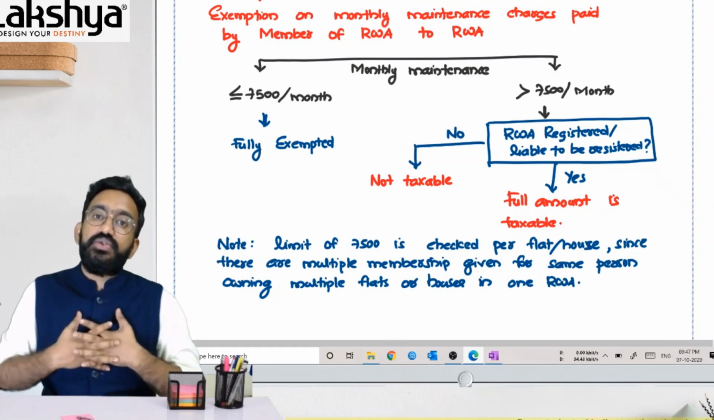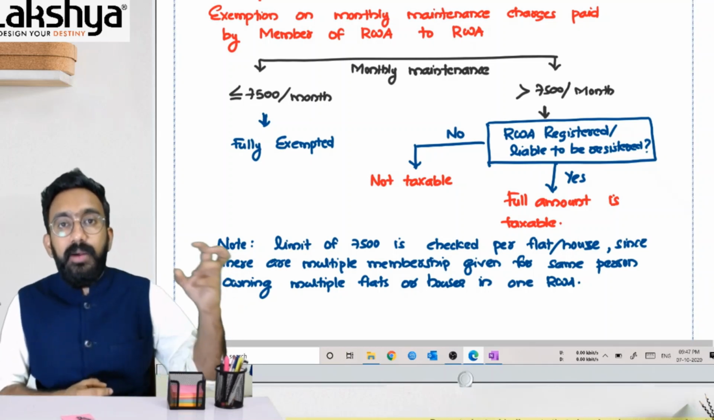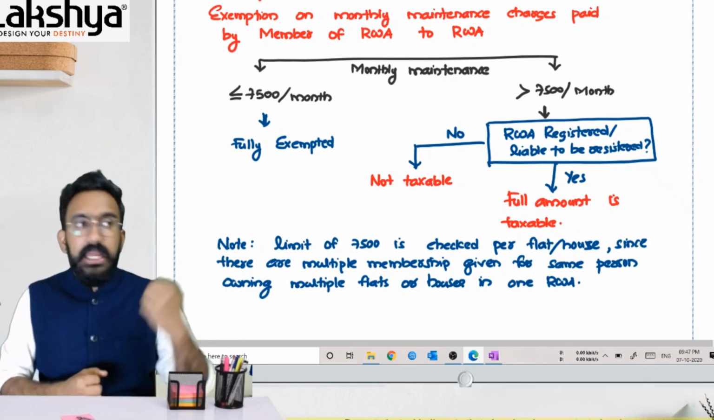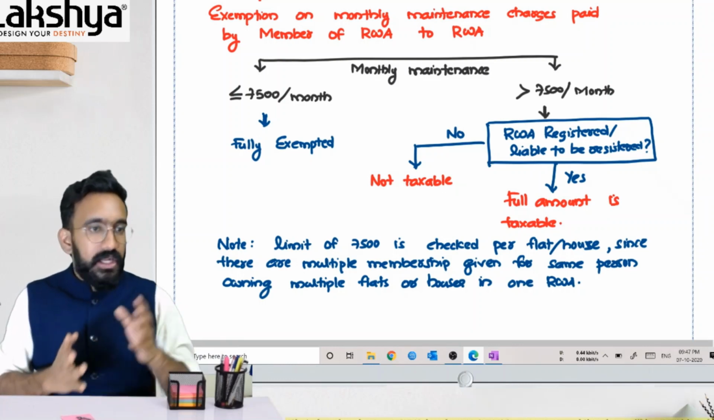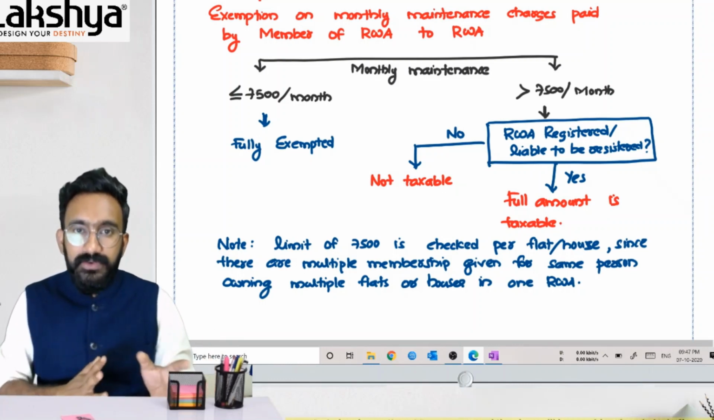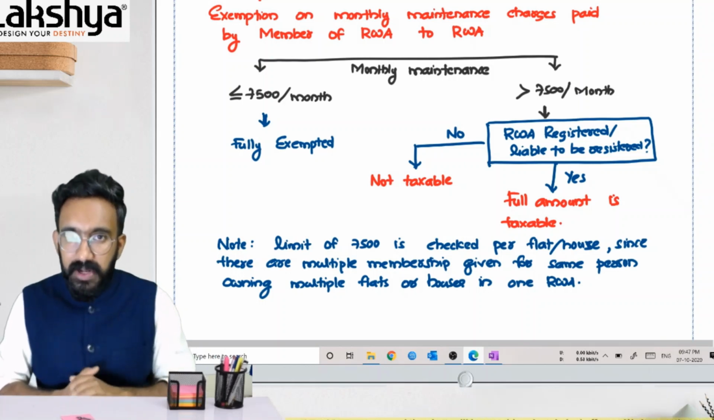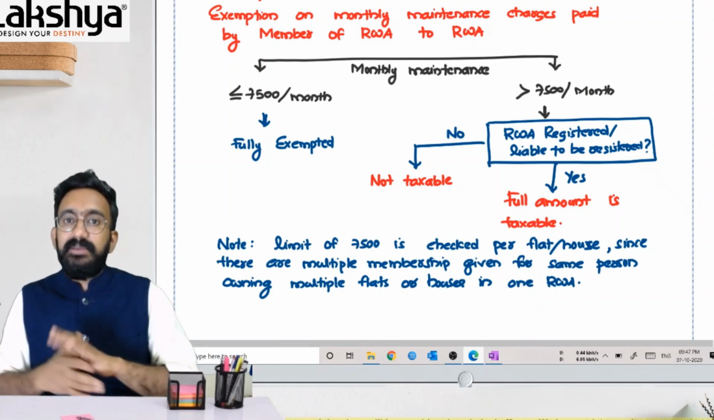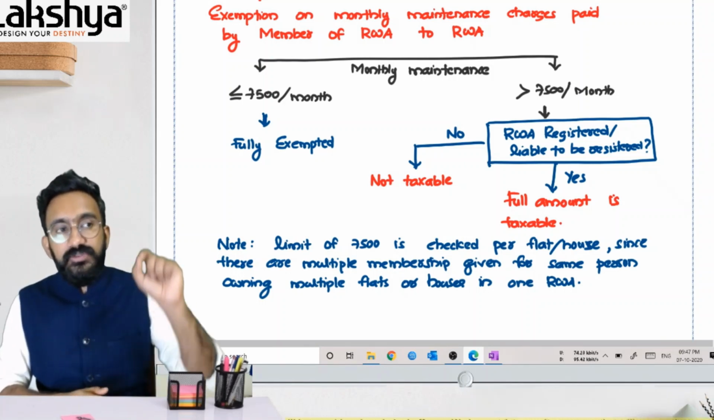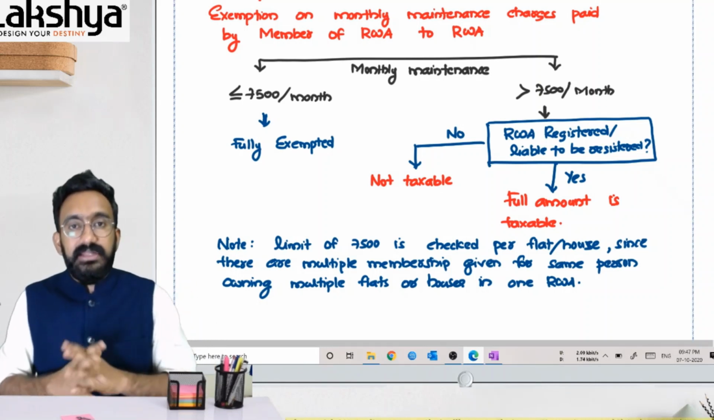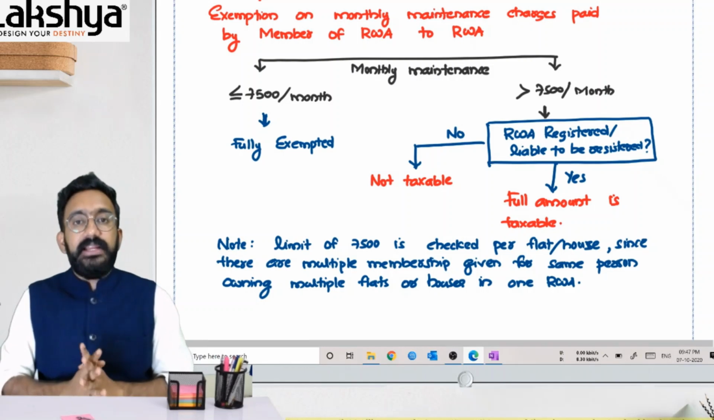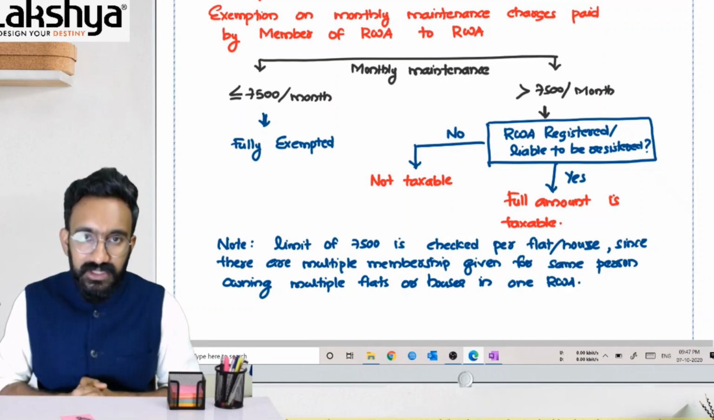What will this association do? They will procure common amenities using this particular money. Common amenities could include water, electricity, cleaning staff, all this common facility maintenance, and all that will be part of this particular monthly maintenance fee that you pay. So the question is whether monthly maintenance is exempted or taxable. They said monthly maintenance is exempted provided that amount is less than or equal to 7,500 per month.